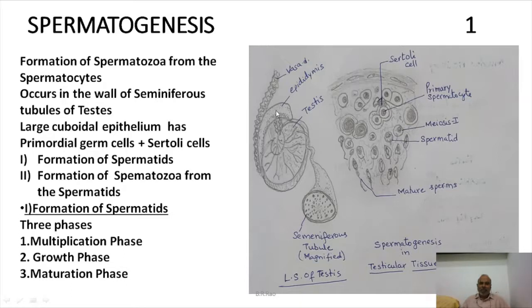This is the epididymis. The epididymis leads into a tube called the vas deferens. Inside the testis there are several coiled tubules called seminiferous tubules. Inside the seminiferous tubules, spermatogenesis occurs.